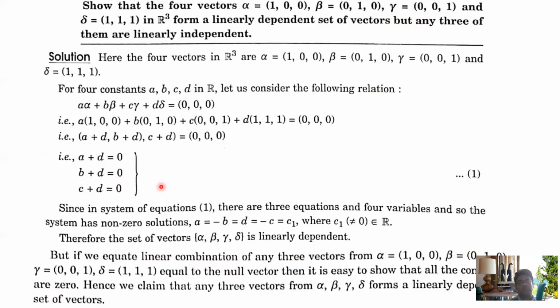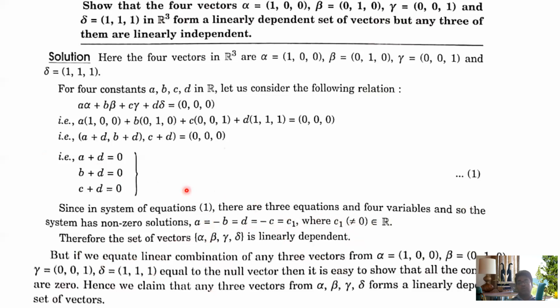Since there are three equations and four variables, the system of equations has a non-zero solution. That is, A is equal to minus B is equal to D is equal to minus C is equal to C1, say C1 is a scalar. Therefore the set of vectors alpha, beta, gamma, delta is linearly dependent.